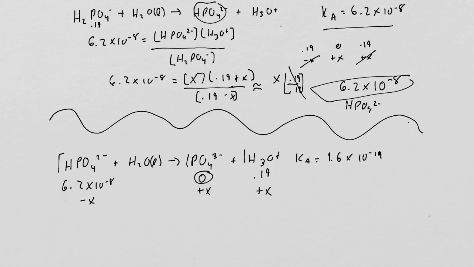So we set up the same exact problem here. In this case, we end up with 0.19, that's our H plus, times x over the 6.2 times 10 to the minus 8 is equal to 1.6 times 10 to the minus 19. Now, this is the H plus that we got from the first ionization of the acid. This is the change that's happening to the one ion that we have not produced yet. And this is what was produced in the second ionization, okay?